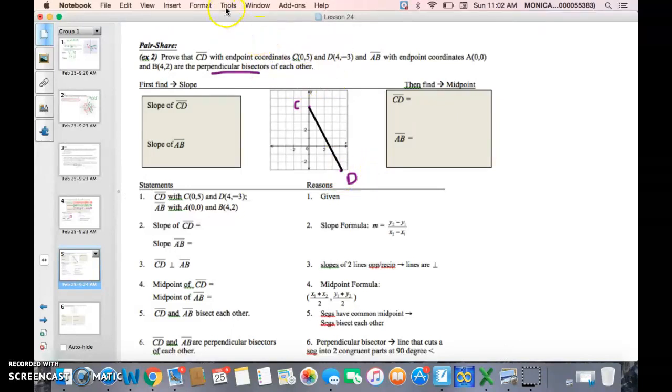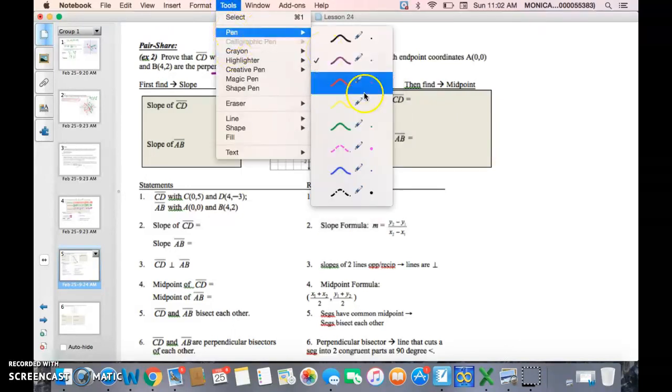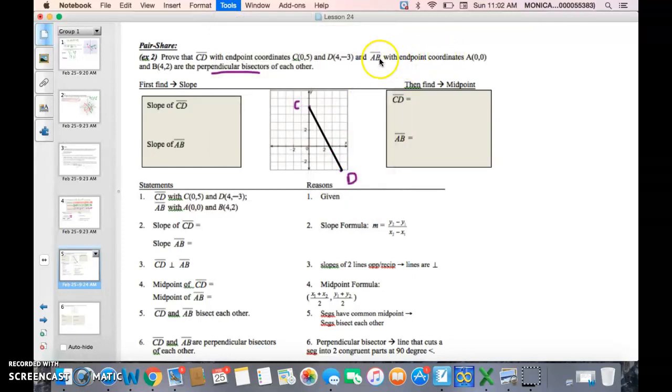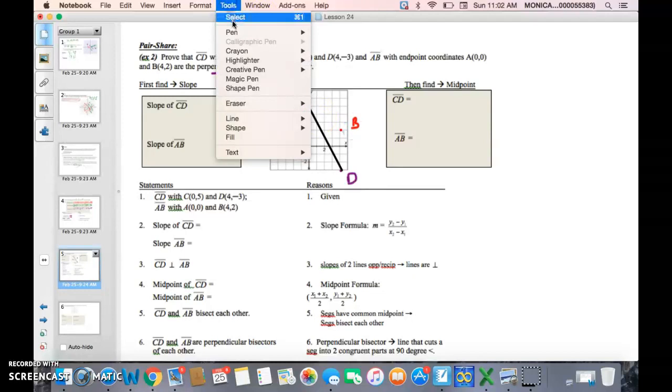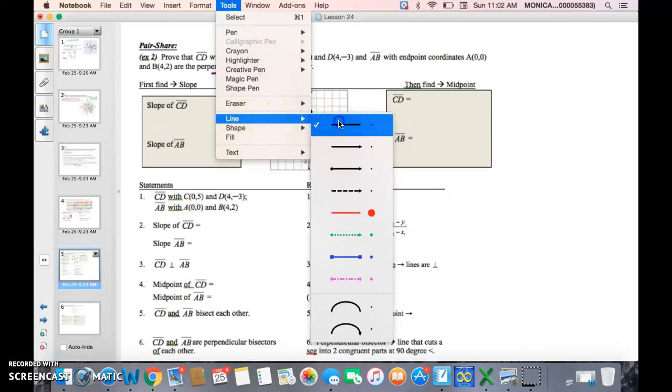Okay, and then my second mark here is at AB, and that's at 0, 0, so that's the midpoint. I'm sorry, I don't know why I said midpoint. I meant origin. And then 4, 2, which is here. And I want to prove that these are perpendicular bisectors of each other.